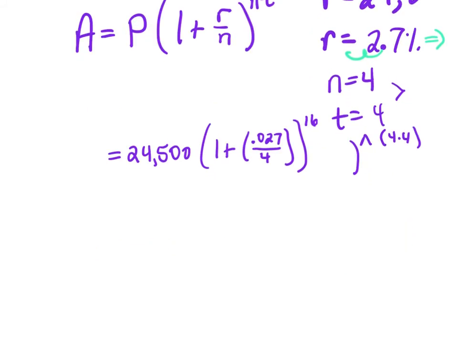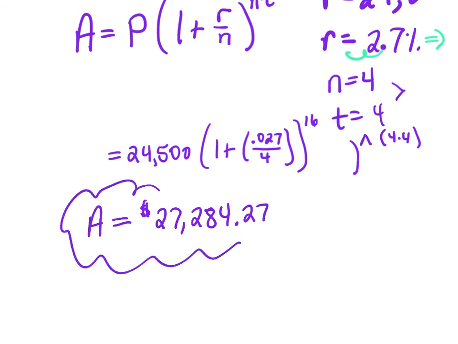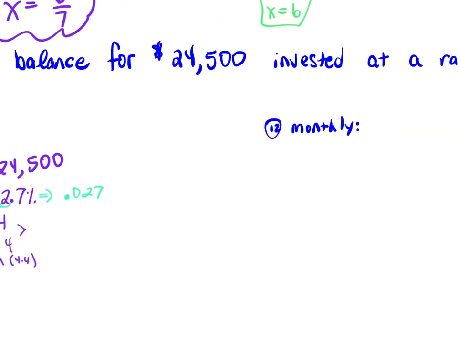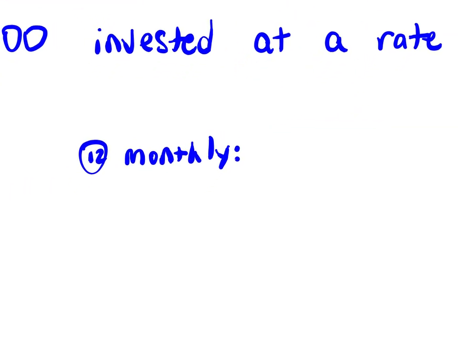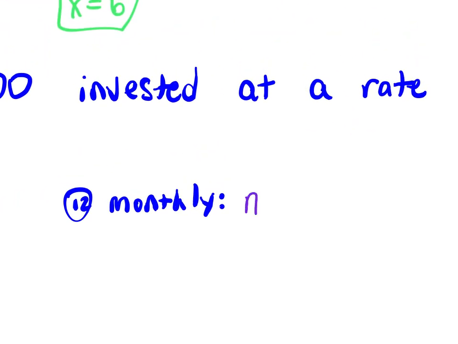Once you get here, I don't need to see anything else other than A equals, and you tell me what your answer was. And this works out to be $27,284.27. Remember, guys, round to 2 decimal places because we're talking about money. So my next problem says monthly. Everything stays the same except N in this case is 12 because there's 12 months in a year.